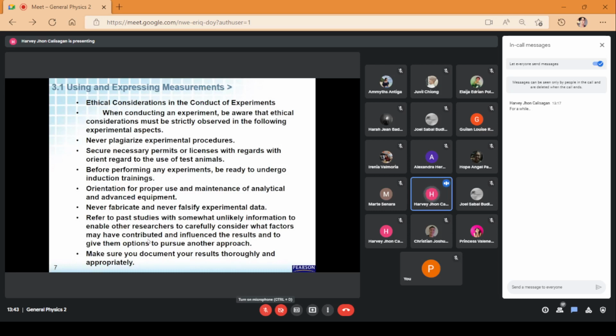Another is to make sure you document your result thoroughly and appropriately. So documentation, again, it could be in a certain way.